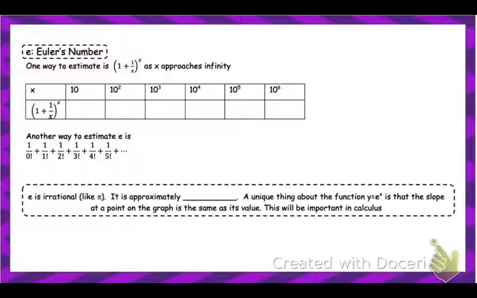So let's say I start by taking this expression and I plug in 10 for x. I'm going to get 2.5937. Well, let's take that same expression and plug in 100. I'm going to get 2.7048. Let's say I plug in 10 to the third, 1,000. I would get 2.7169. All right, let's say I plug in 10 to the fourth, 2.71815. 10 to the fifth, 2.71827.